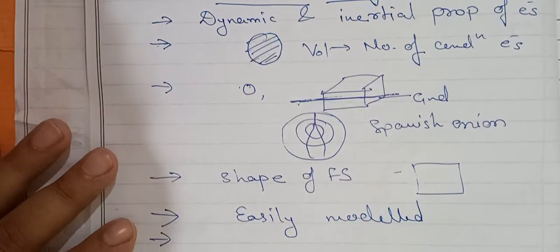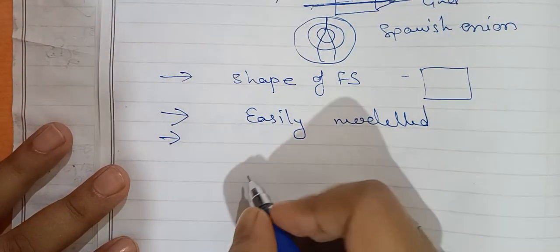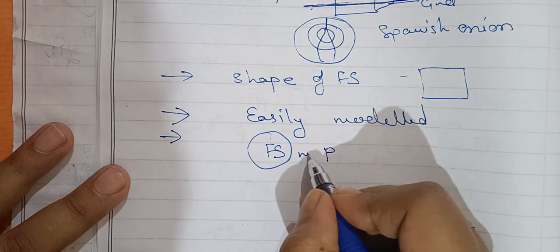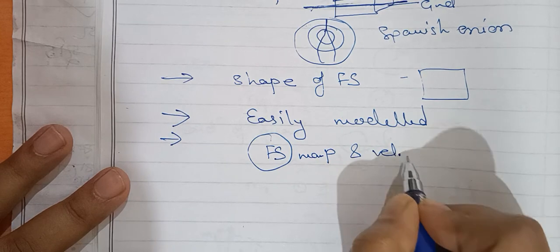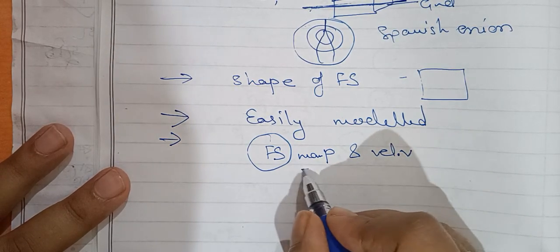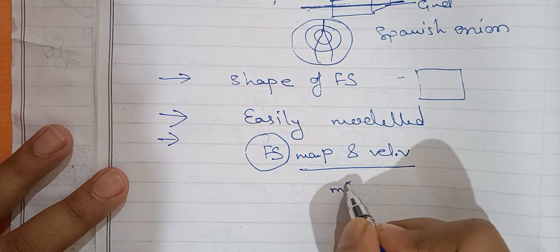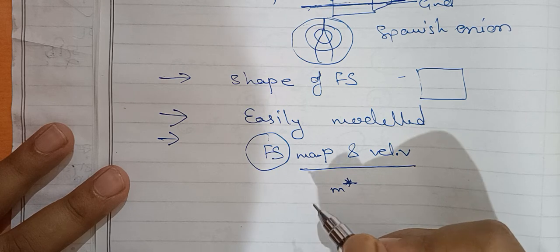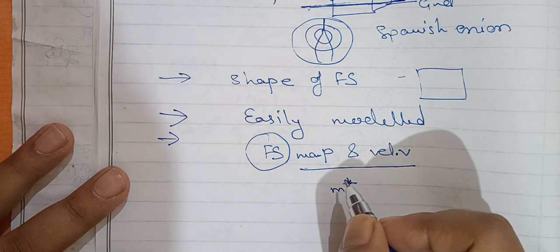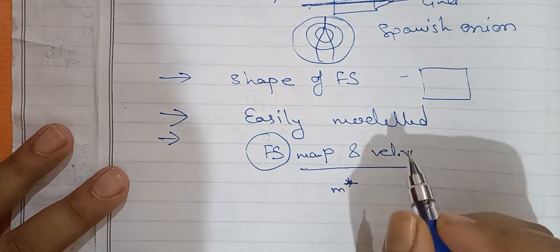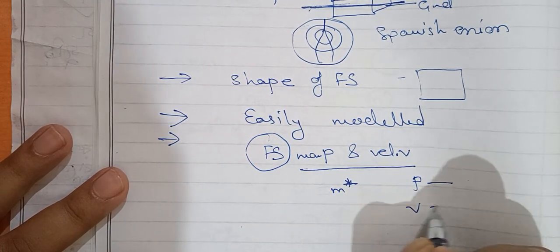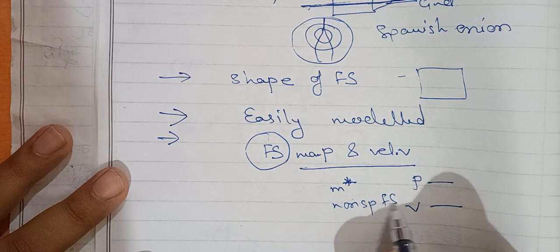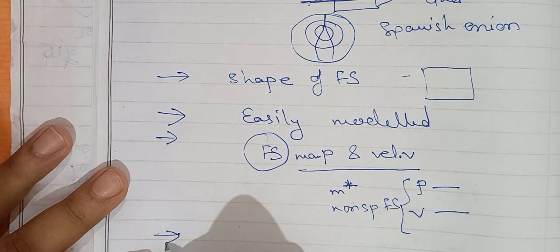Now, if we are considering a spherical Fermi surface, then the momentum and velocity vectors are always collinear. Hence, the effective mass m star or m asterisk will be a scalar quantity. And for non-spherical Fermi surface, p and v will not be parallel.